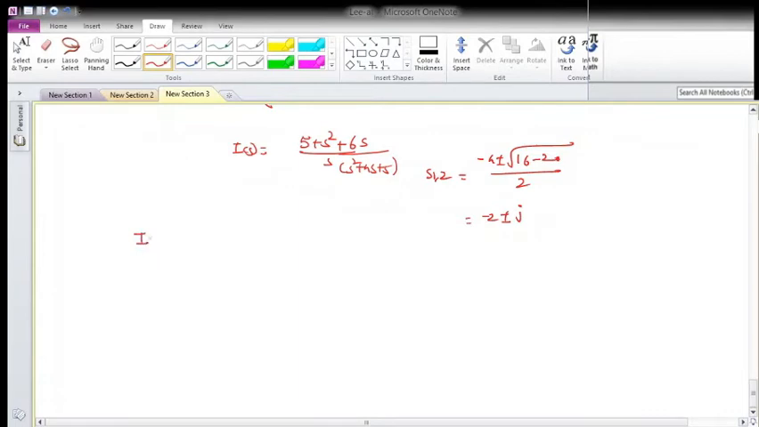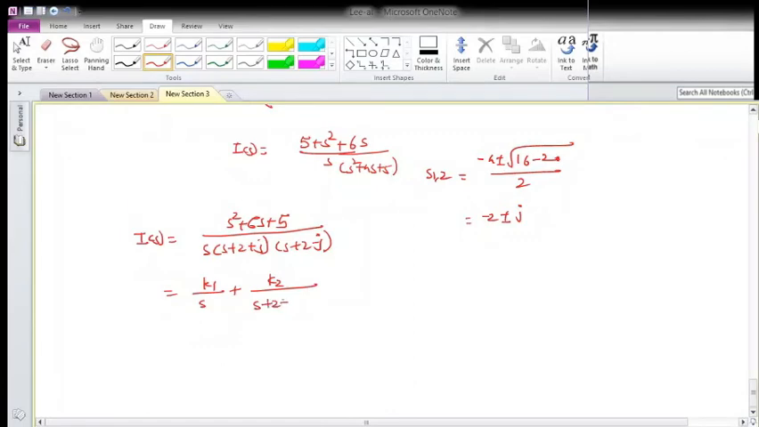Okay, so I'll write here I of s will be (s square plus 6s plus 5) divided by s into (s plus 2 plus j)(s plus 2 minus j), and then I'll use the partial fraction: k1 upon s plus k2 upon s plus 2 plus j or minus j, plus k2 conjugate upon the other factor.